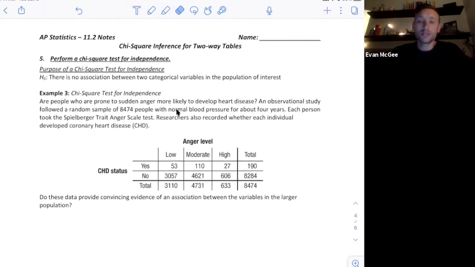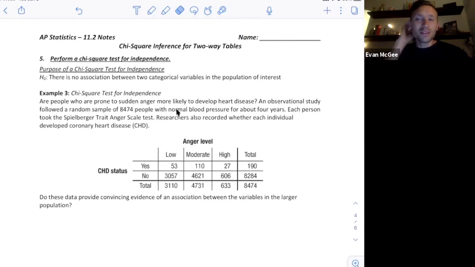The next objective is to calculate or perform a chi-squared test for independence. And this is our third and final chi-squared test that we'll learn. We learned goodness of fit, chi-squared test of homogeneity, and then this is the chi-squared test for independence. It's almost the exact same process as the homogeneity test. The only difference is how the data was collected. And more on that after I go through this problem.